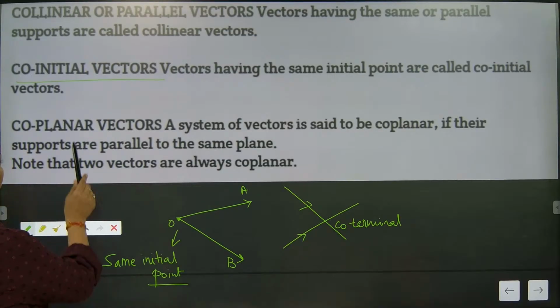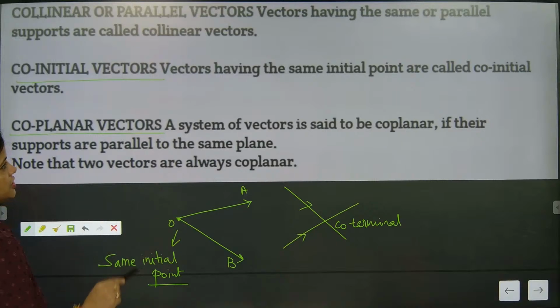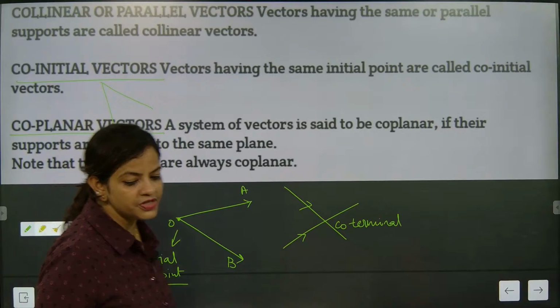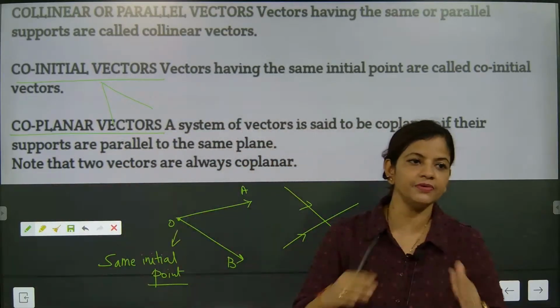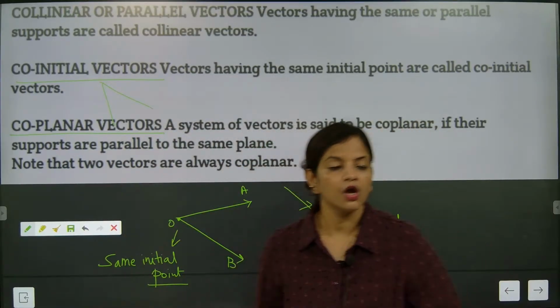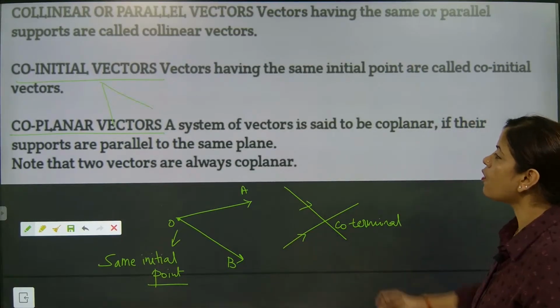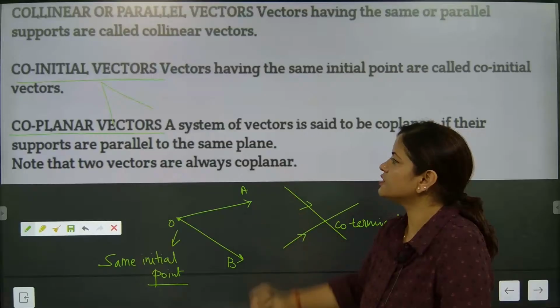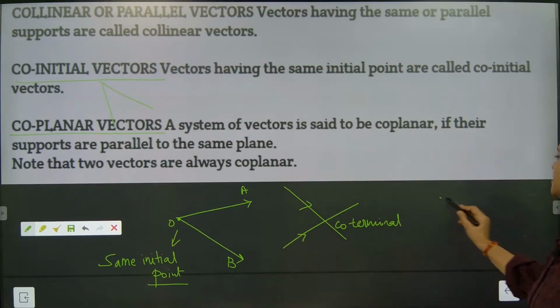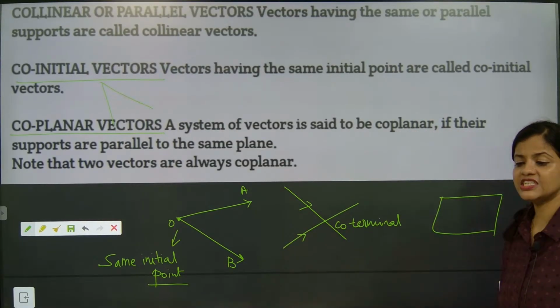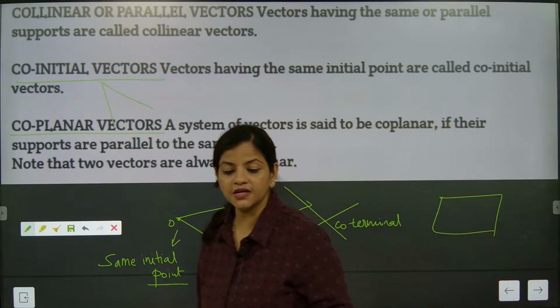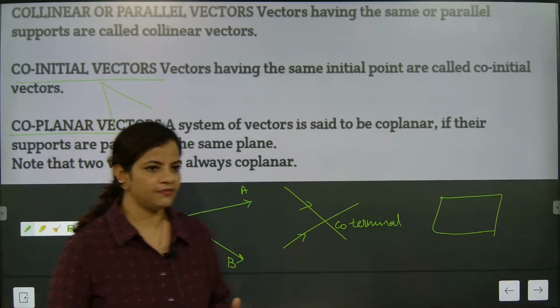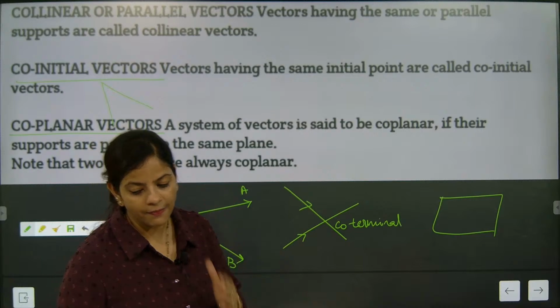Done? Now, beta, we need to understand coplanar vectors. Coplanar vector is a different concept. Co-initial means starting from the same point. Co-terminal means merging everything into the same terminal point. Now coplanar: a system of vectors is said to be coplanar if their supports are parallel to the same plane. So you need to understand this is a plane. A page can also be a plane. We can consider a page as a plane.